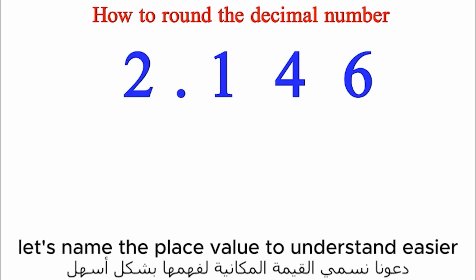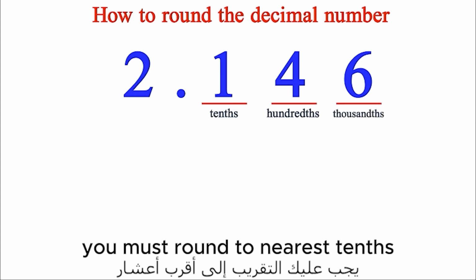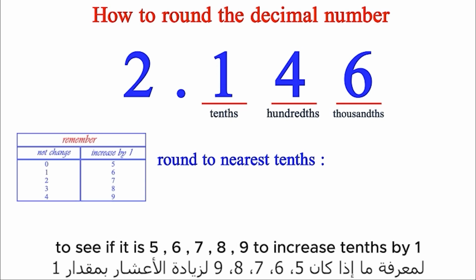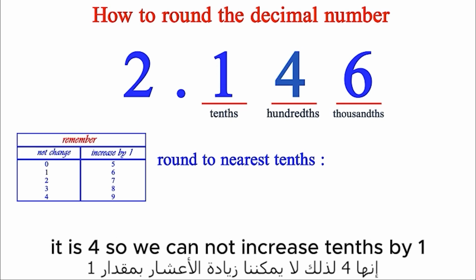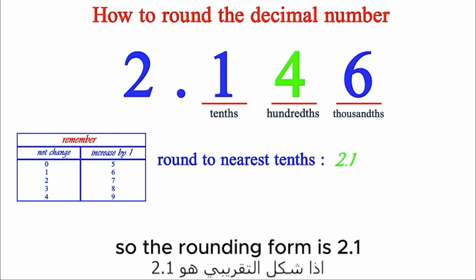Example, this number. Let's name the place values to understand easier: tenths, hundredths, thousandths. You must round to the nearest tenths. Look at the hundredths digit, to see if it is 5, 6, 7, 8, 9 to increase tenths by 1. It is 4, so we cannot increase tenths by 1. The tenths digit does not change, so the rounded form is 0.1.